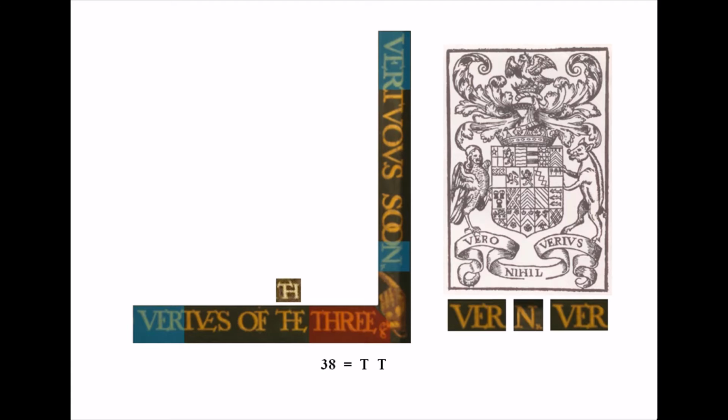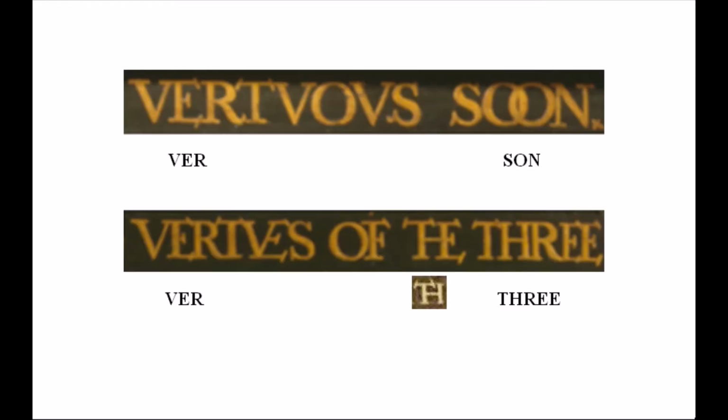Now I want to explore another hypothesis. Looking at the words of these two lines, remember one is 17 letters, the other is 12 letters, which I believe is a cipher for 1740. If the VER words are alluding to Vere, the two words they're referring to are son and three. Virtuous son, virtues of the three.